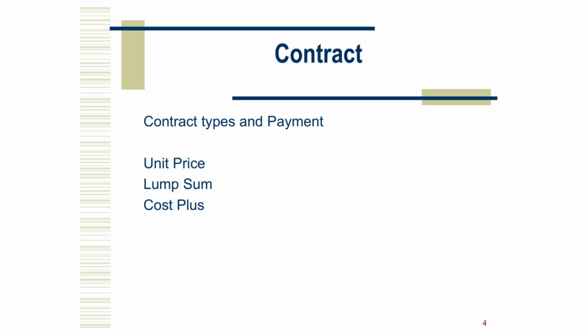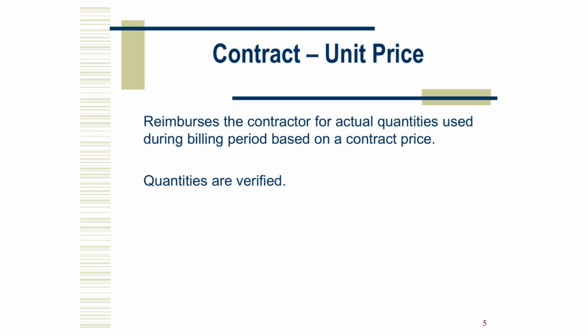Payment procedures vary depending on the contract type. Most projects fall under unit price, lump sum, or cost plus, and each has its own rules for how billing is documented and approved. In unit price work, you are reimbursed for measured quantities at the agreed unit rates. Quantities must be verified. Field tickets and measurement logs become your best friends.